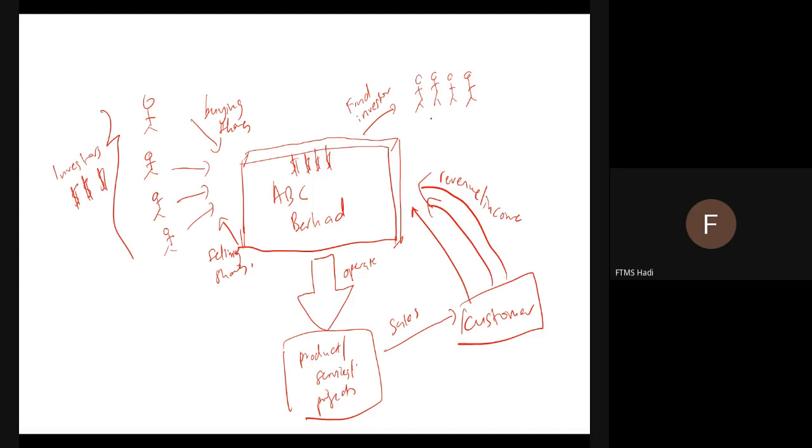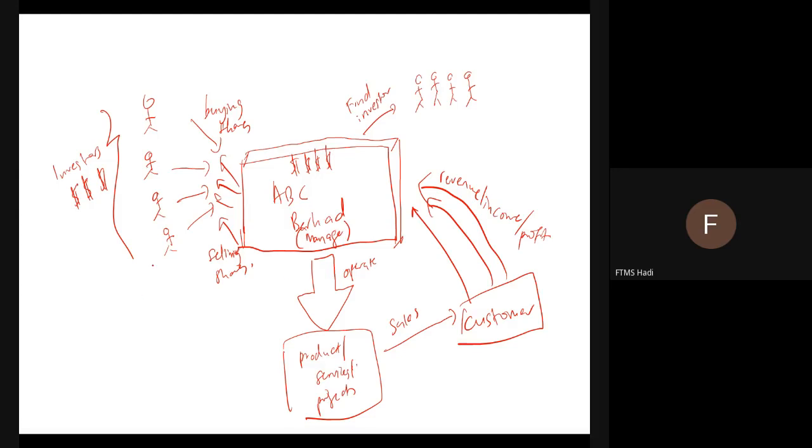Once ABC Berhad enjoys the income, or what we call profit, ABC Berhad will divide the profit among shareholders. Remember, because profit is owned by investors, not by the company. The company is only for managing, not owning. Remember, ABC Berhad is owned by shareholders but not owned by managers.